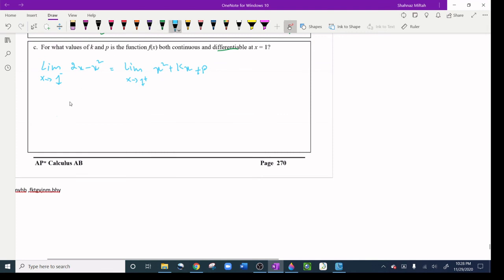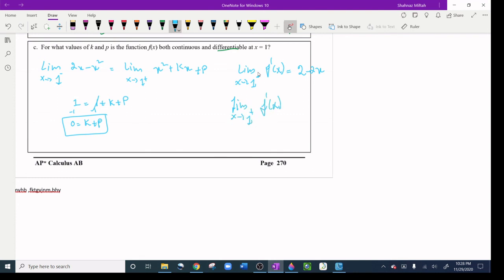It's going to give me 2 minus 1, which is 1. In this case, when I plug in 1, it's going to give me 1 plus k plus p. Subtract 1 from both sides, it's going to give me 0. So k plus p is equal to 0. Now let's do the differentiability. Limit as x approaches 1 from the left, I'm going to take a derivative of that, f prime x, which will give me 2 minus 2x. Then the limit as x approaches 1 from the right of f prime x. That's the differentiability portion, okay?